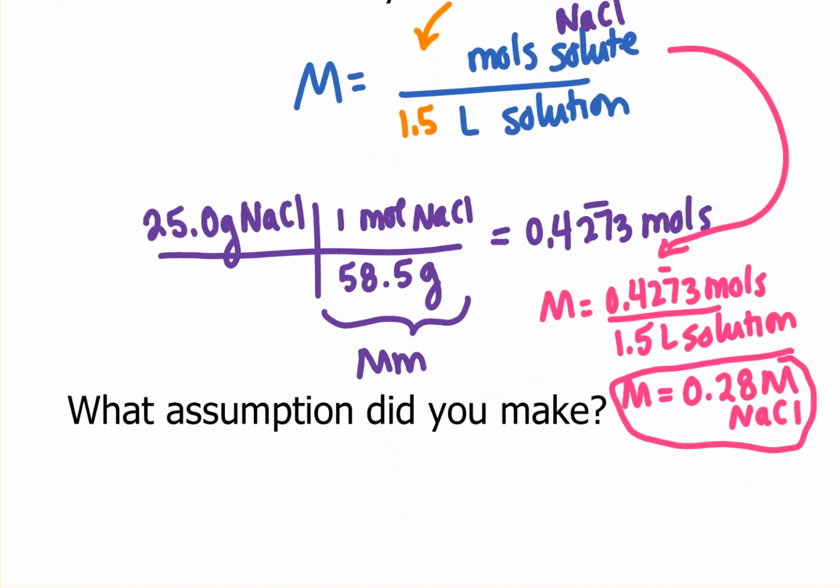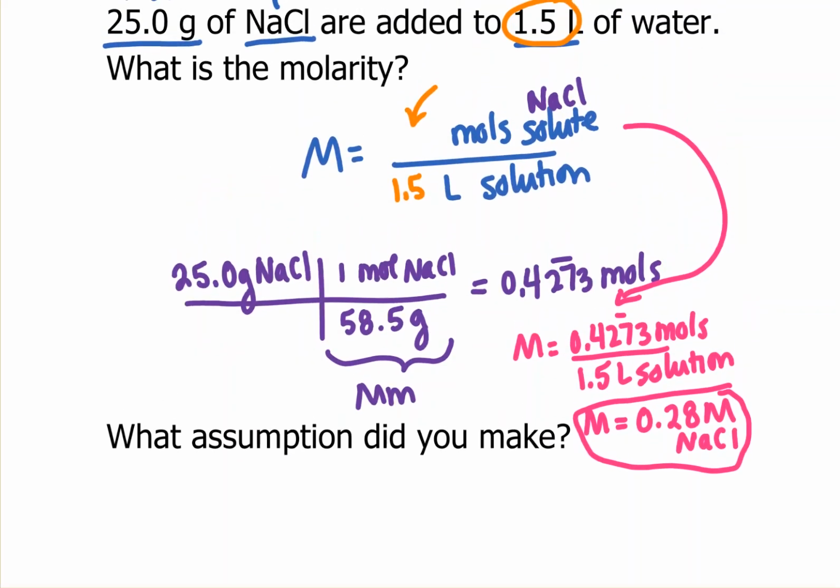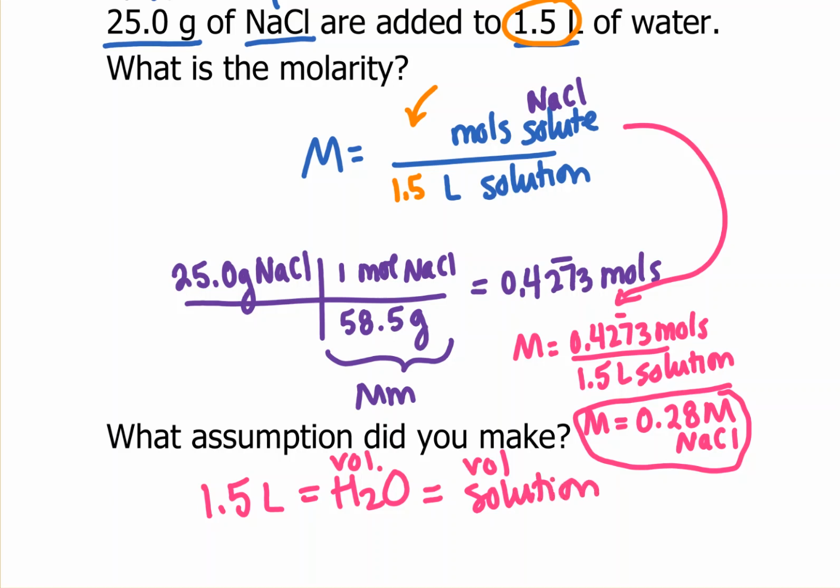And then what assumption did I make when I did this? And maybe you didn't catch it, and this really is an assumption. Notice that the 1.5, that's water. And we assumed that that volume was the same as the volume of the solution. And that's not always true. It's not going to be quite true.